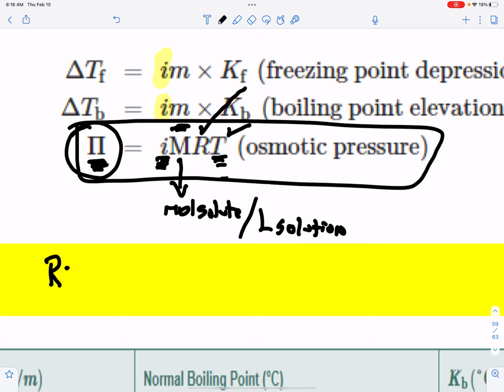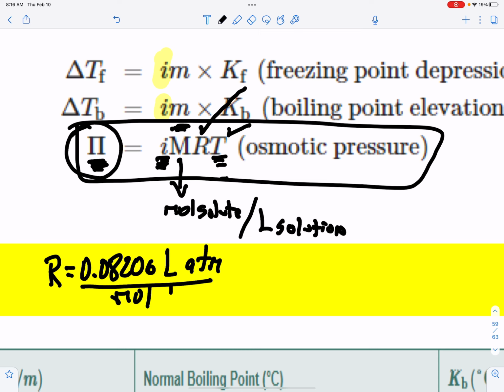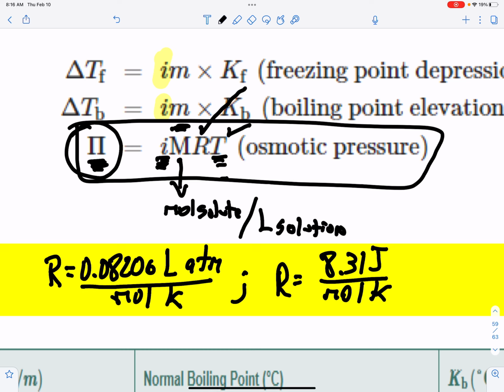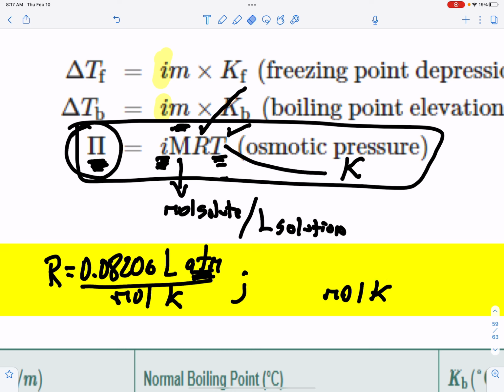R is 0.08206 liters atmospheres per mole Kelvin, or 8.31 joules per mole Kelvin. So that tells you the temperature is going to have to be in Kelvin. We're dealing with osmotic pressure, so which one of these R's deals with pressure? The 0.08206, right, is dealing with atmospheres. So we do not use this R, not for this problem. This is the R that we use.